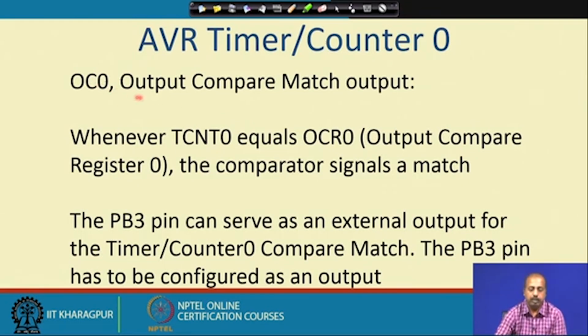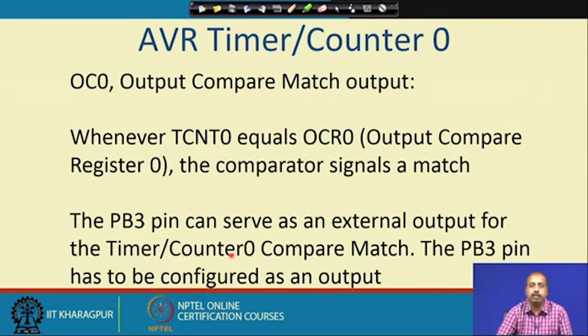OC0 is the output compare match output. Whenever TCNT0 matches with OCR0, the output compare register 0, where a value is saved, and this count value becomes equal to the output compare register value, then this output compare match will become enabled. This can be used to serve as an external output for the timer counter compare match.